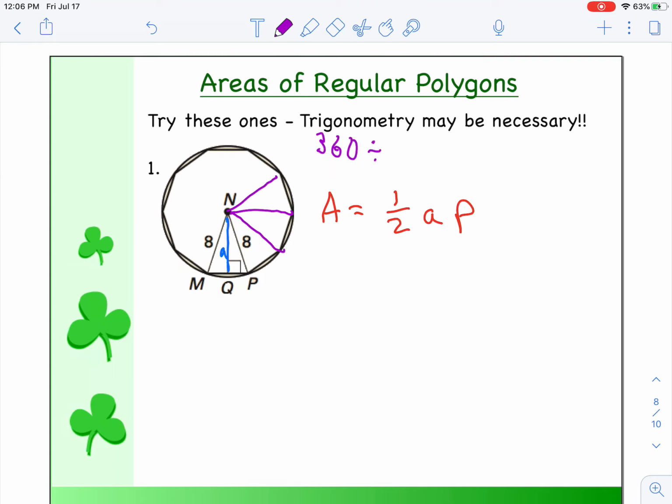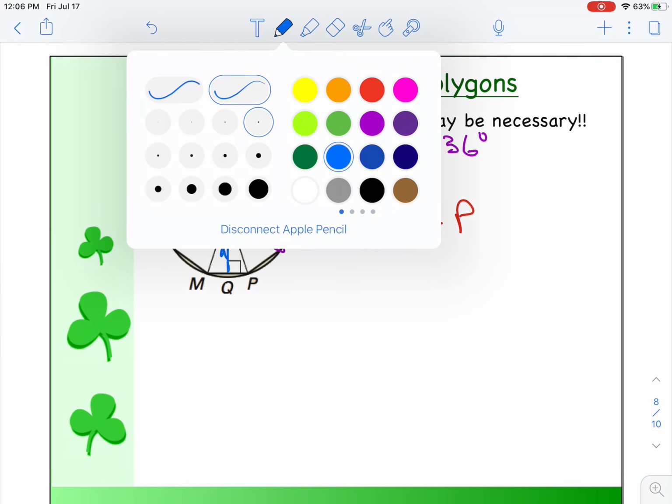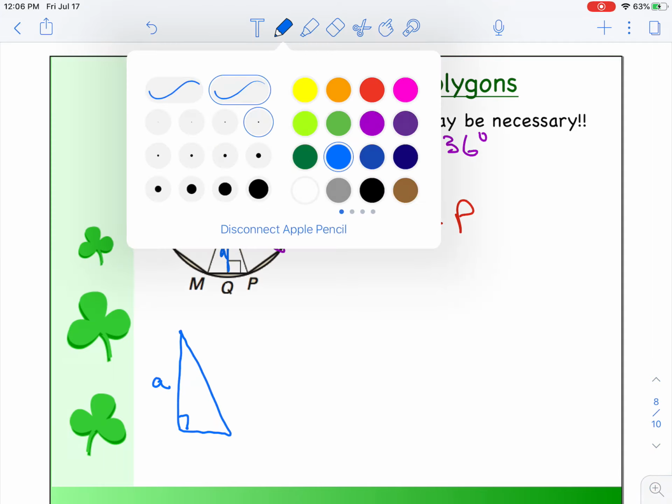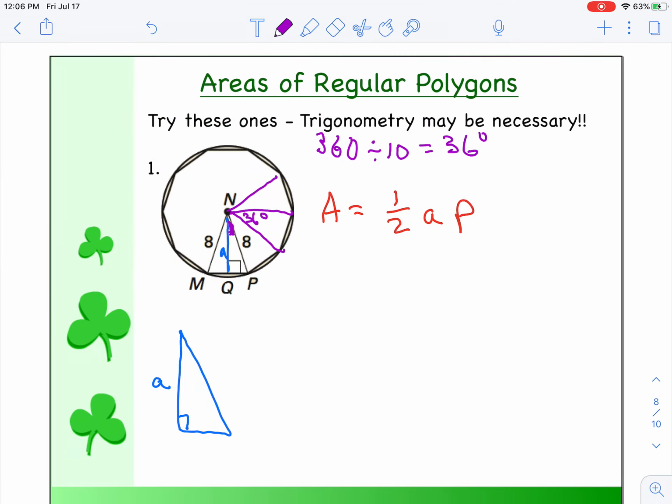I'm going to do that by finding again one of these central angles. So I'm going to take 360 divided by the number of sides, which this one has 10 sides, so it's 36 degrees. So this angle is 36 degrees. So that means this angle right in here is half of it. So now I'm going to take that triangle and draw it bigger down here.